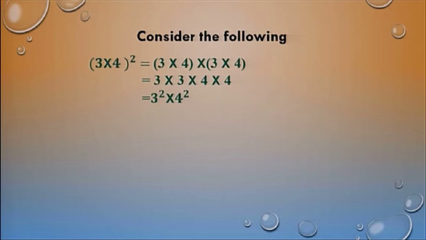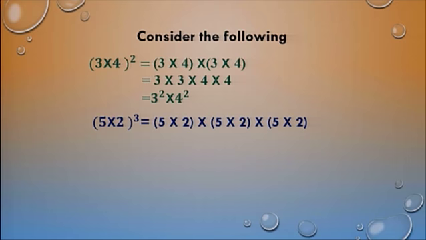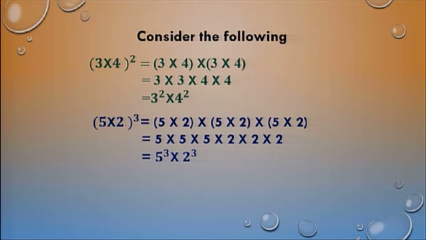Another example, in one bracket we have 5 times 2 with a power 3. This bracket is repeated 3 times because the power is 3. Now let us group all the 5's together and the 2's together. We have 5 times 5 times 5 times 2 times 2 times 2, which can be written as 5 power 3 times 2 power 3.